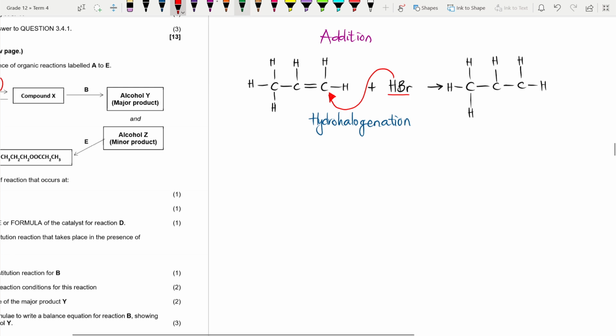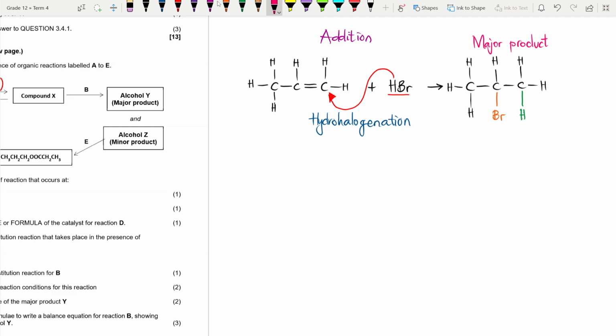So I'm going to take that hydrogen and attach it on the carbon with many hydrogens. And the Br will automatically go to the other side of the double bond, which is the middle carbon, like this. And this is called a major product. This is called a major product because of this. Major product.